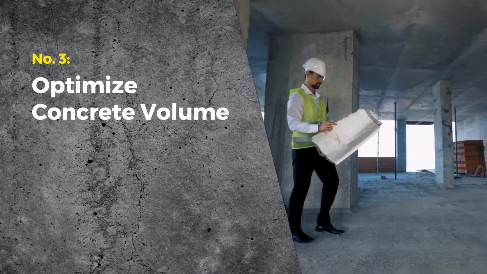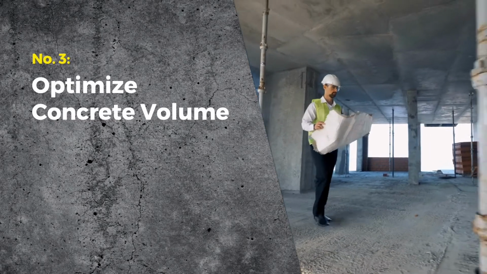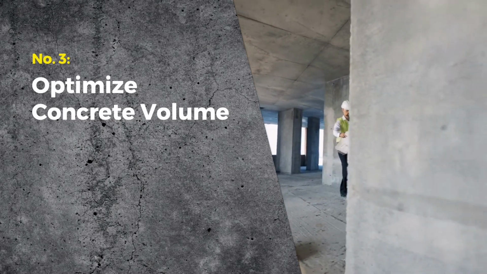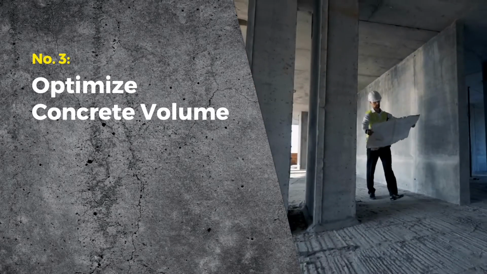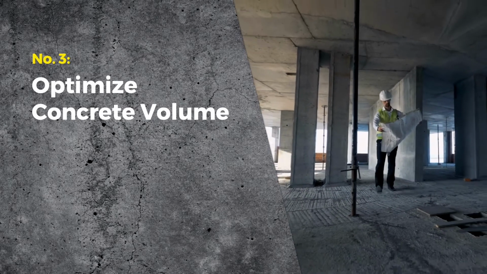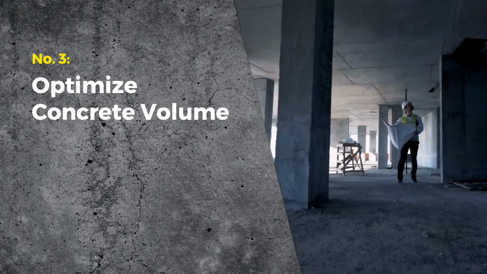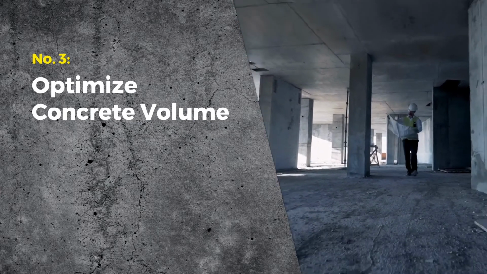Next, let's talk about optimizing concrete volume. This strategy is just about employing good design practices. If a structural element, such as a column or a beam, is designed larger than required, then excessive concrete is being used, which increases embodied carbon.